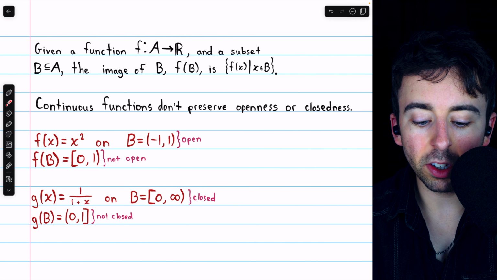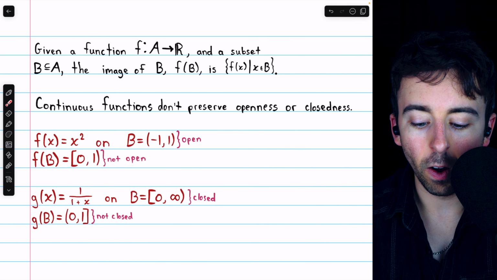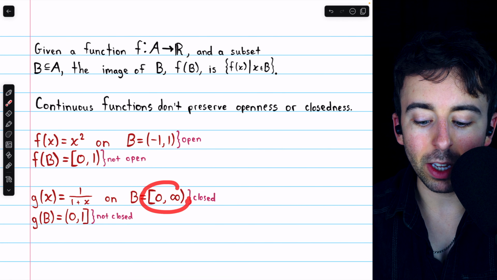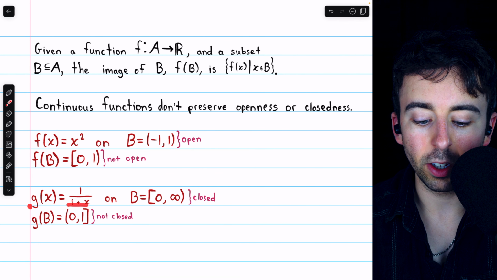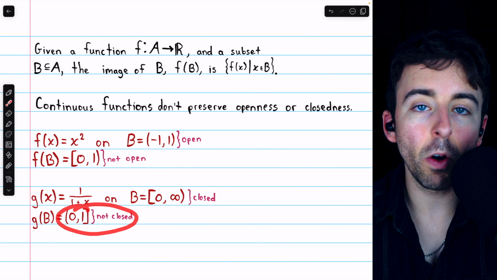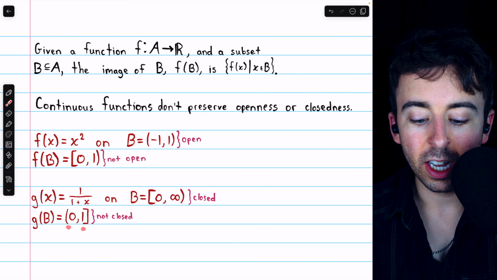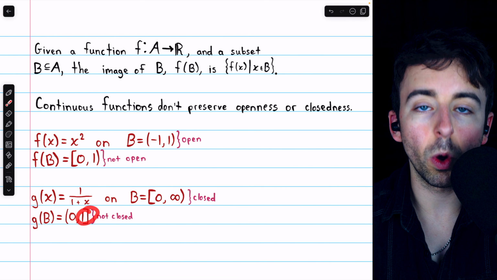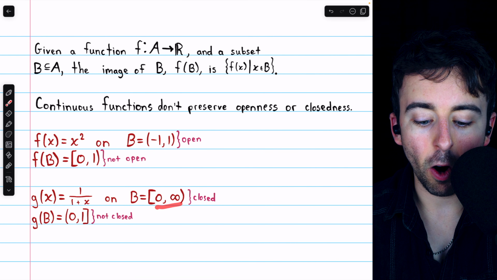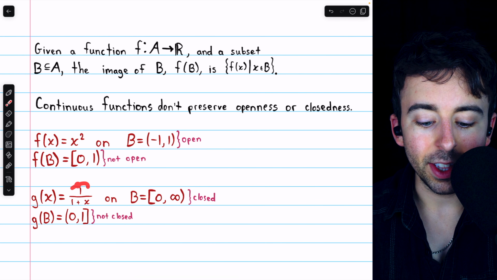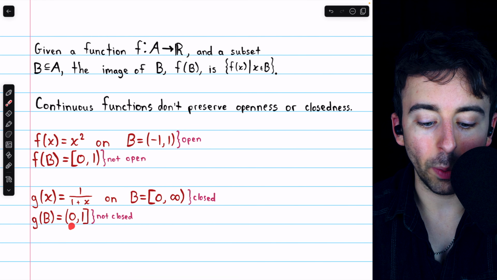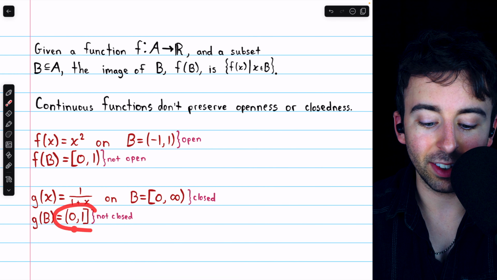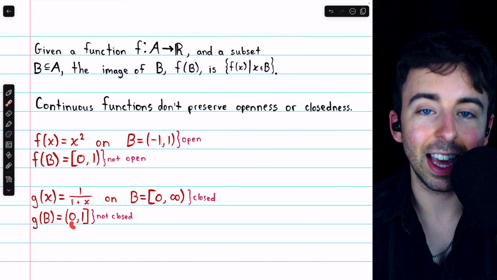For a closed set, we could consider 1 over 1 plus x on this infinite closed interval from 0 to infinity. The image of this interval under this function g is this half-open interval from 0 to 1, which is certainly not closed. When x equals 0 here, we of course get 1 in our image, but then as x gets arbitrarily large going towards infinity, the images get arbitrarily small going towards 0 from the positive direction, but never reaching 0. So this is not closed. It doesn't contain that limit point of 0.